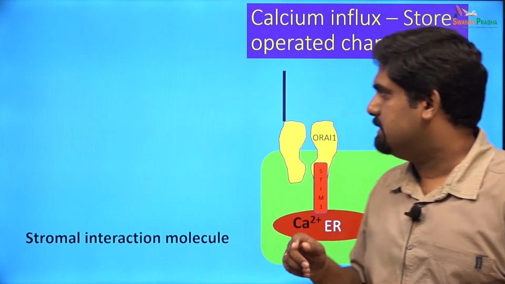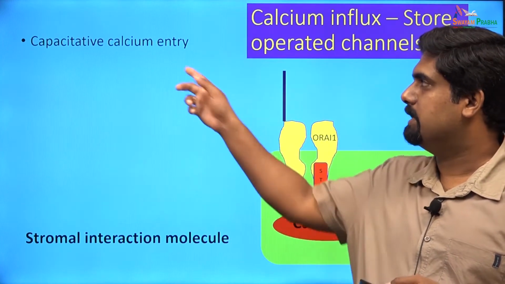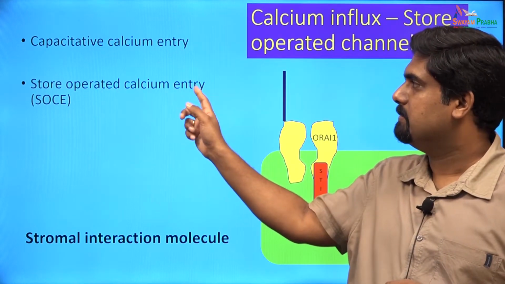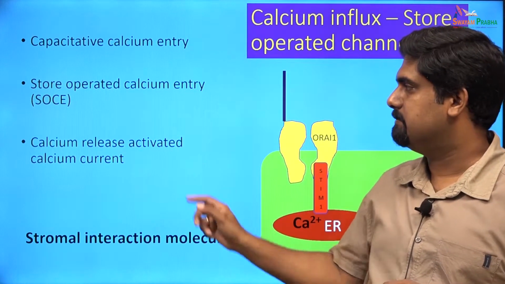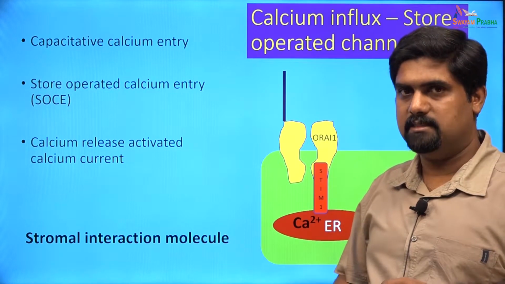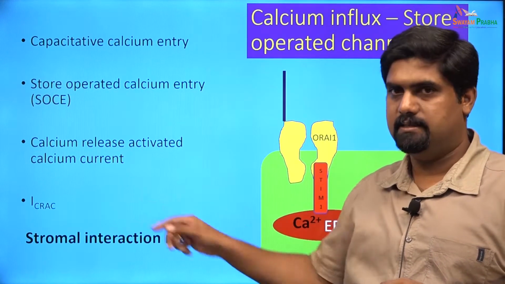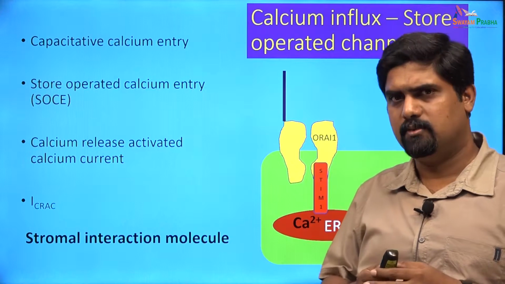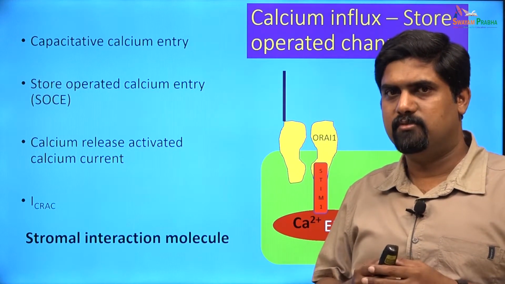Now the calcium entry through these channels is also known as capacitative calcium entry, or store operated calcium entry, or calcium release activated calcium currents, or the ICRAC. These are important for the T lymphocyte for its immune function.